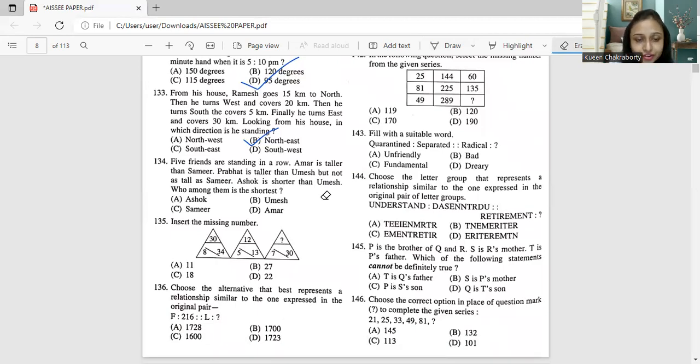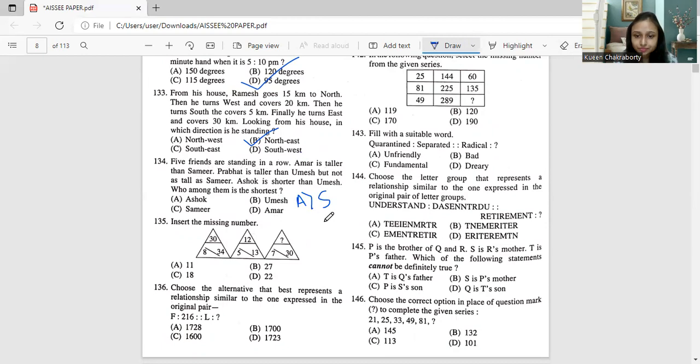5 friends are standing in a row. Amar is taller than Samir. Prabhat is taller than Umesh, but not as tall as Samir. Ashok is shorter than Umesh. Who among them is the shortest? Let's draw accordingly. 5 friends are standing in a row. Amar is taller than Samir. Okay. So A is taller than S. We are writing just the initials.